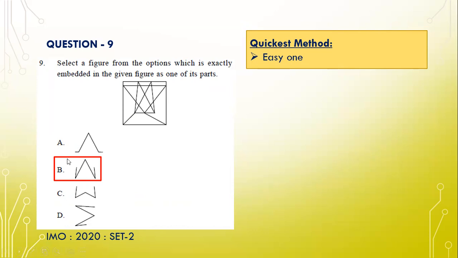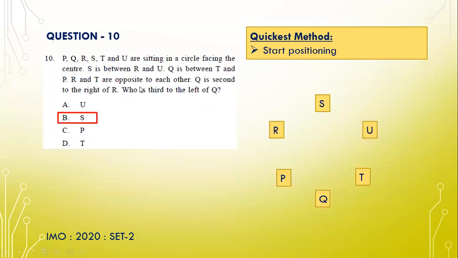So this figure is exactly embedded. There is a triangle. There is this mountain shape here, and then two of these, 1 and 2. So this shape is exactly embedded here.